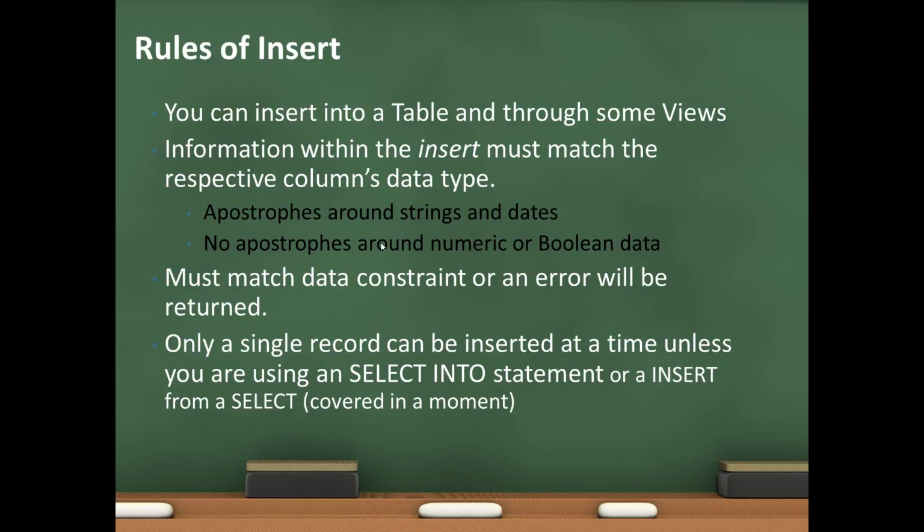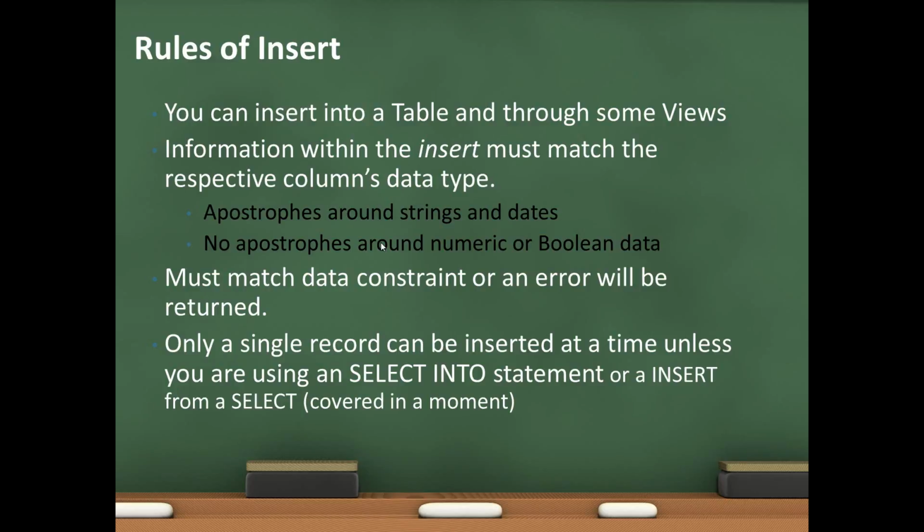The information you insert must match the respective column's data type. So you need to make sure that if you're putting in string information, you put apostrophes around it. If you're putting in numeric or Boolean data, you don't. And remember, Boolean data will be entered as a 0 or a 1, 0 being false, 1 being true.